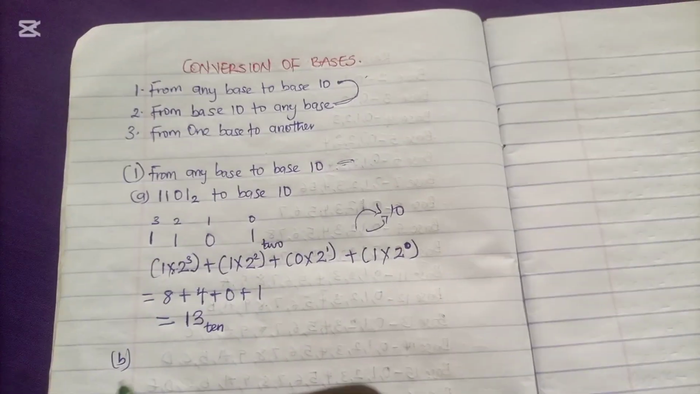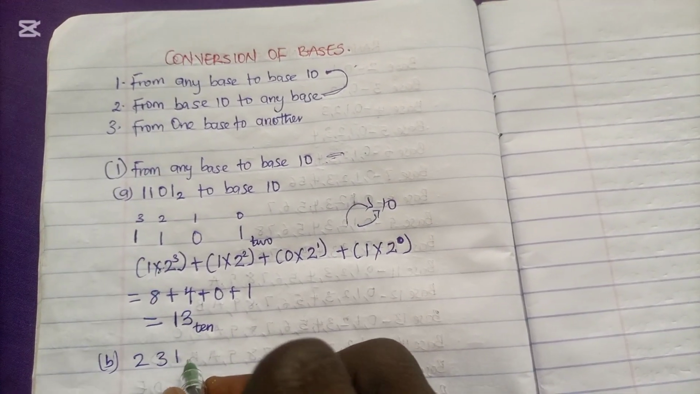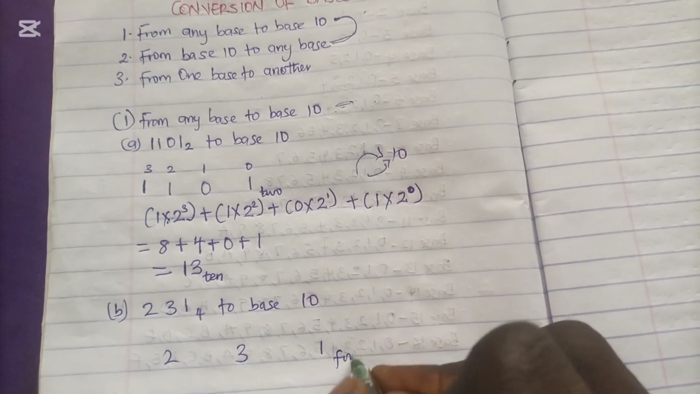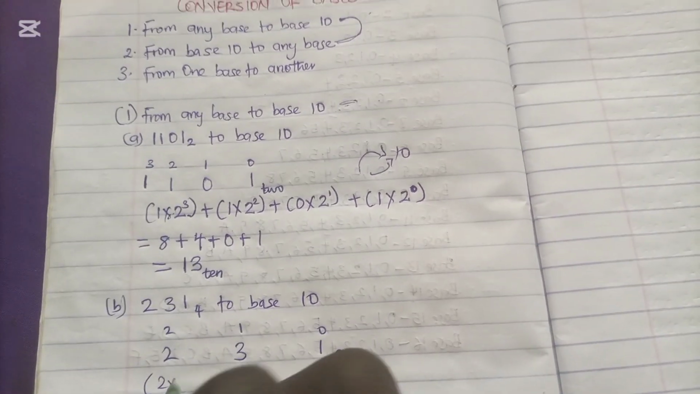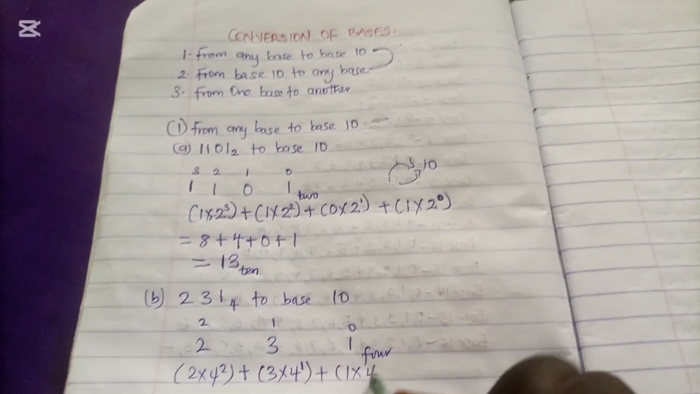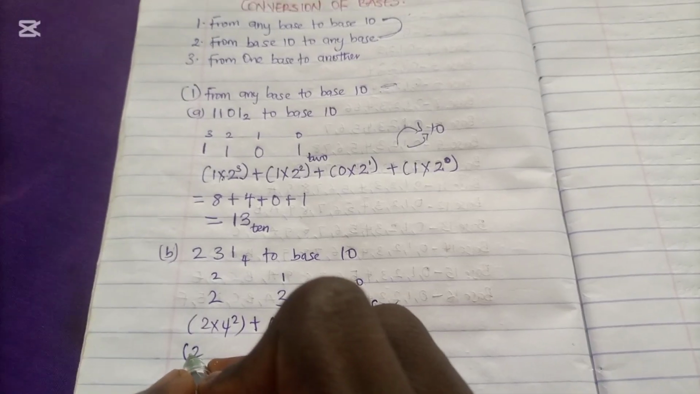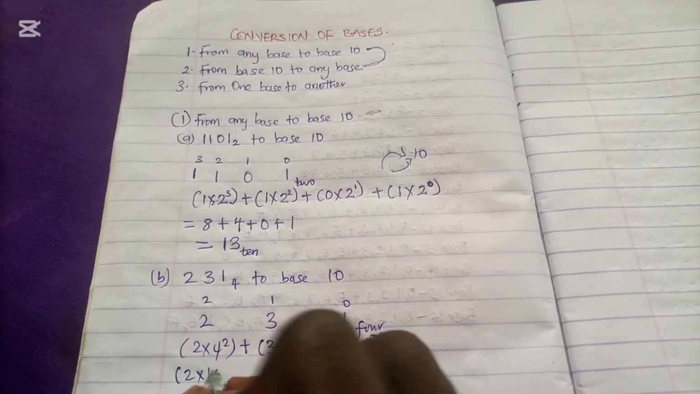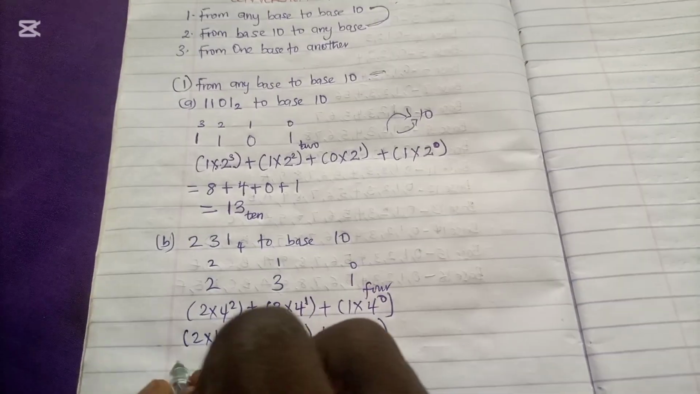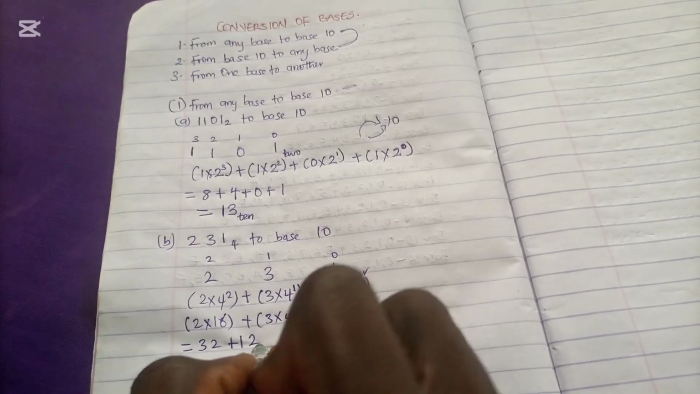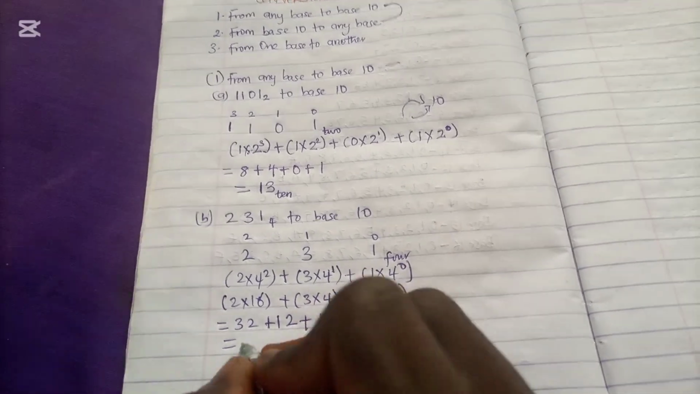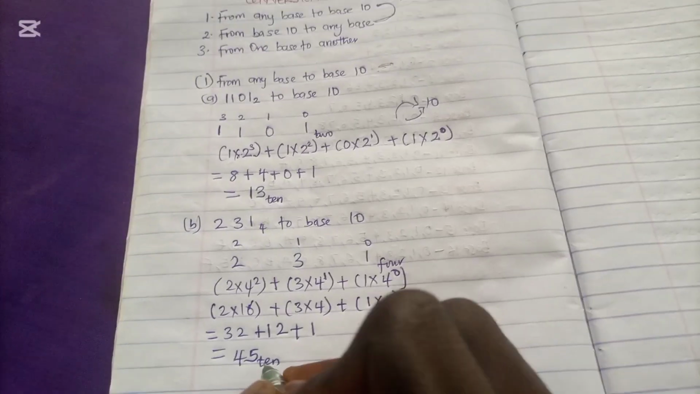Now the next example under this method, we have 231 base 4 to base 10. The same method: list it out, 231 base 4, labeled 0, 1, 2. So that will be 2 times 4 raised to power 2 plus 3 times 4 raised to power 1 plus 1 times 4 raised to power 0. So 4 raised to power 2 will give us 16. That's 2 times 16 plus 3 times 4 plus 1 times 4 raised to power 0, which is 1. So 32 plus 12 plus 1 will give us 45. So that's 45 base 10.